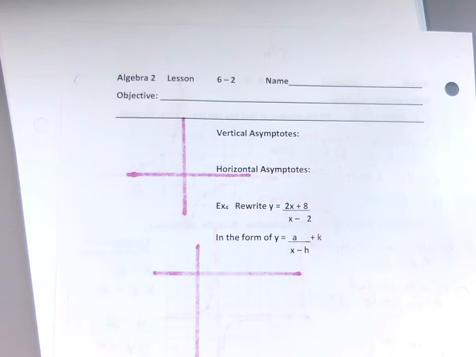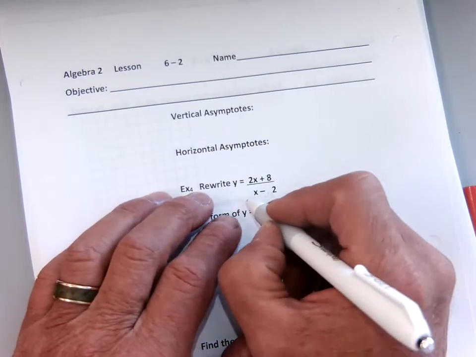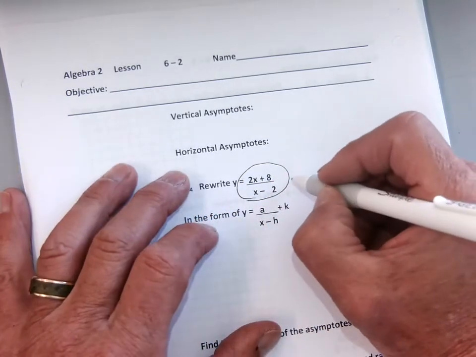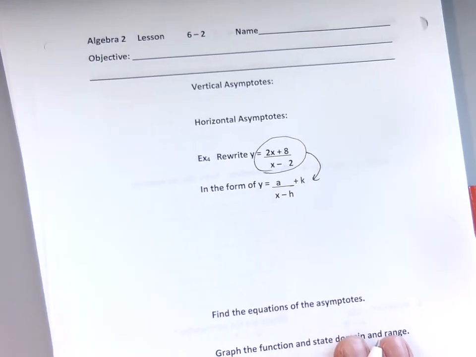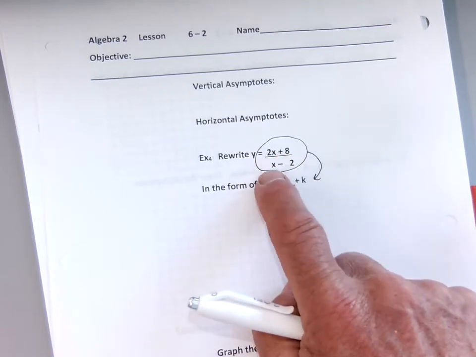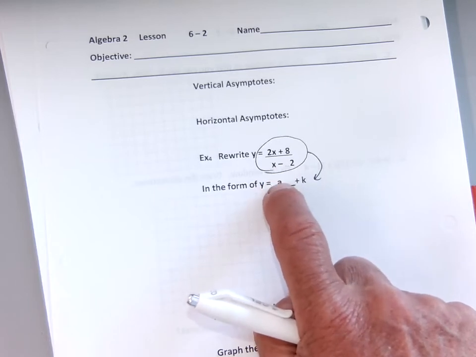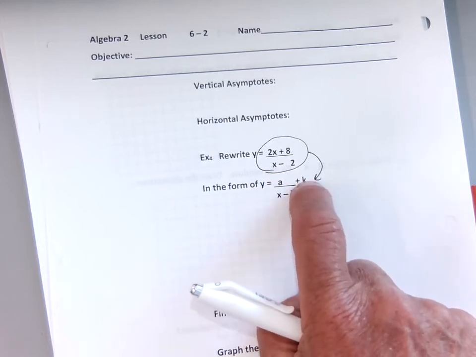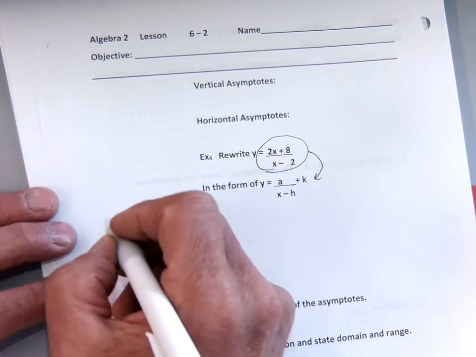Now, take a look at this example, example 4. It needs to be in this form right here, and it's not. So if we've got 2x plus 8 over x minus 2, we really want some number over something plus a number, okay? We want to change it from here. The way we're going to do that is with long division.